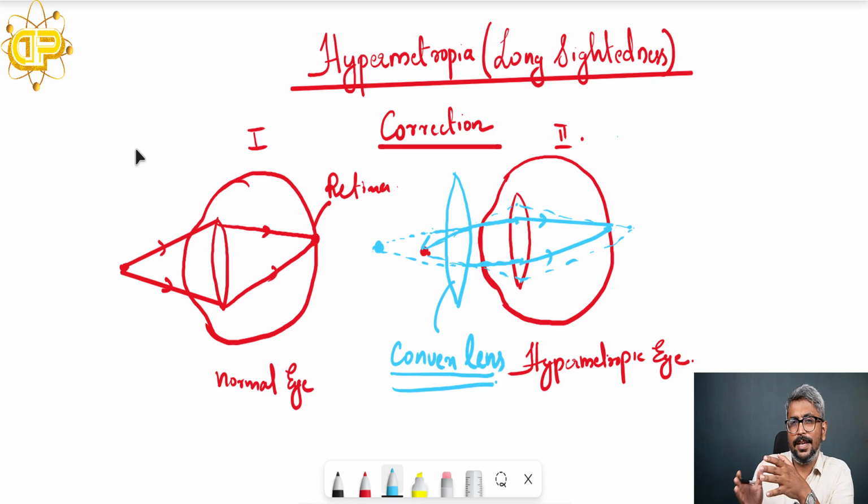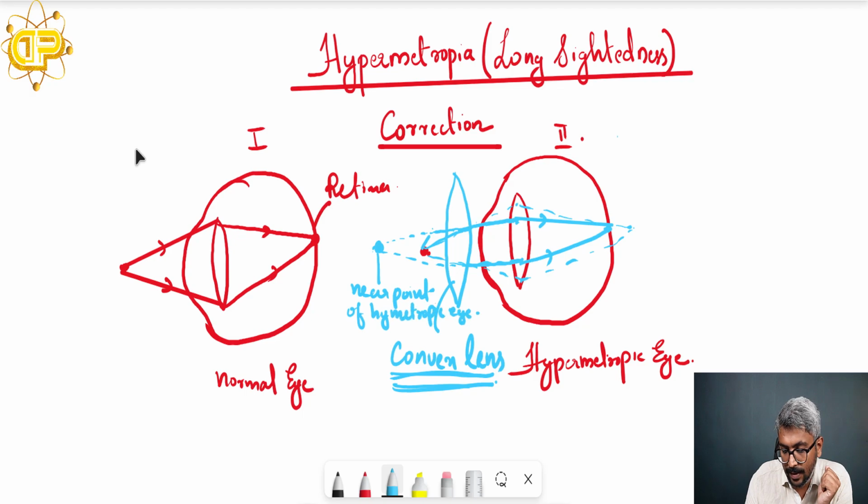Just imagine that if you keep a convex lens here and it converges and falls in such a way that if you extrapolate those converging lines, you will see that those lines are falling on the point which is the near point of the hypermetropic eye. So using a convex lens of suitable power, you can easily make a correction of the hypermetropic condition. This is how you correct hypermetropia.